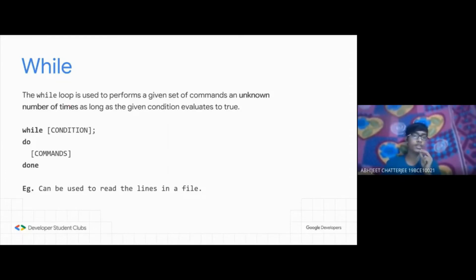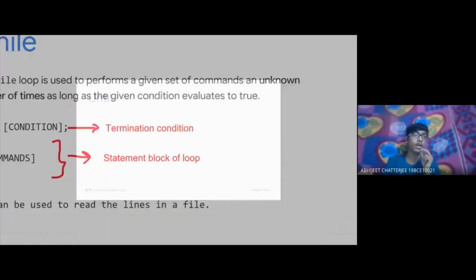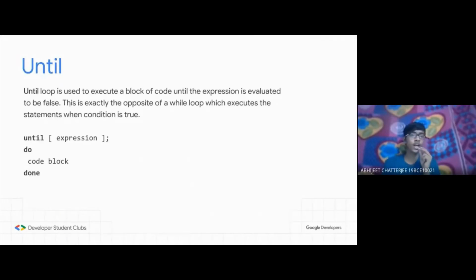Next is the condition specified, the termination condition, and the commands are the statement block. And then we have the new loop, that is until. Now, what is until? The until loop is used to execute the code until the expression is evaluated to be false. It's exactly the opposite of what while does. We have until, then we have an expression. The code is similar to that of a while loop. Just in place of while, we use until, and the expression specified needs to be false for the code to run.